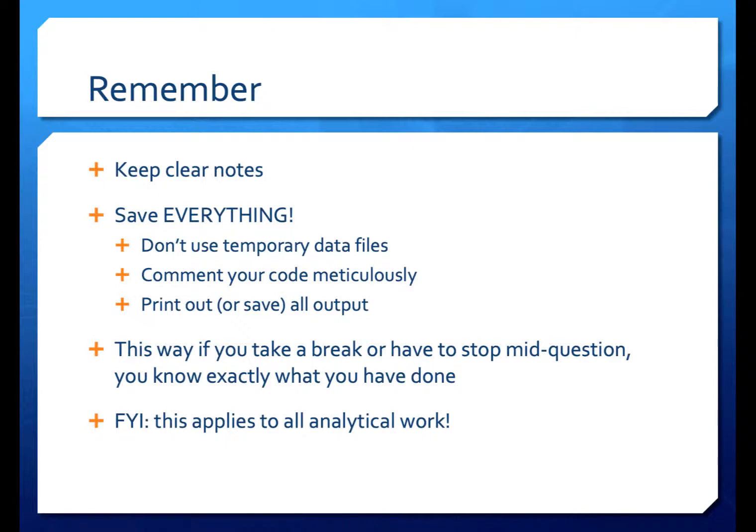So if you reach a point where everything's been adjudicated and you save your output as a permanent data file, you can just pick up from that point and move forward. Comment your code meticulously, particularly if you're deleting any observations or if you're making any changes to variables. Print out or save all output as you come through so that you don't have to then look at it again later. You already have it. So if you take a break or you have to stop mid-question, you know exactly what you have done and you will save time when you have to go back to it. And this applies to all analytical work.